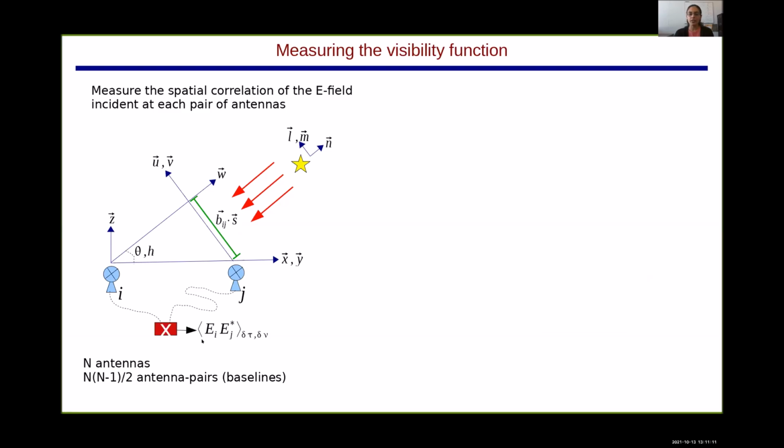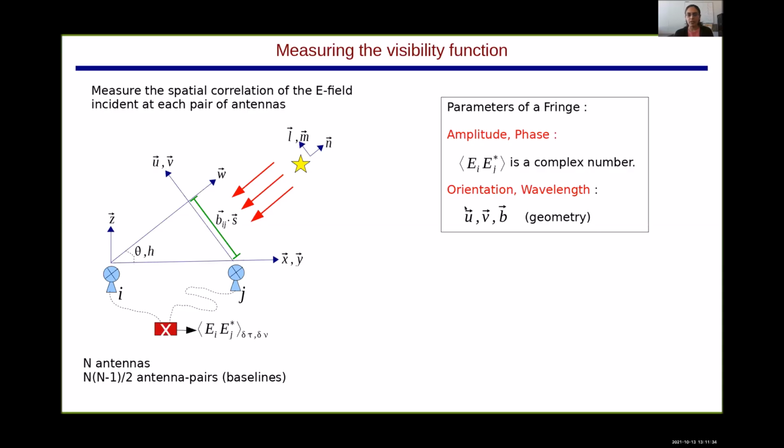And then we do what's called a correlation, which is just a multiplication of the 2 E fields or voltages integrated over time. So it's integrated over a finite time and a frequency. We have n antennas, and therefore n times (n minus 1) over 2 such measurements at any given frequency and time. Now, what do we do with this? This E_i E_j star is a complex number. And so that is what gives us the amplitude and phase of those fringes, for the fringe pattern for this pair of antennas. And everything else, the orientation, the wavelength, comes purely from geometry.